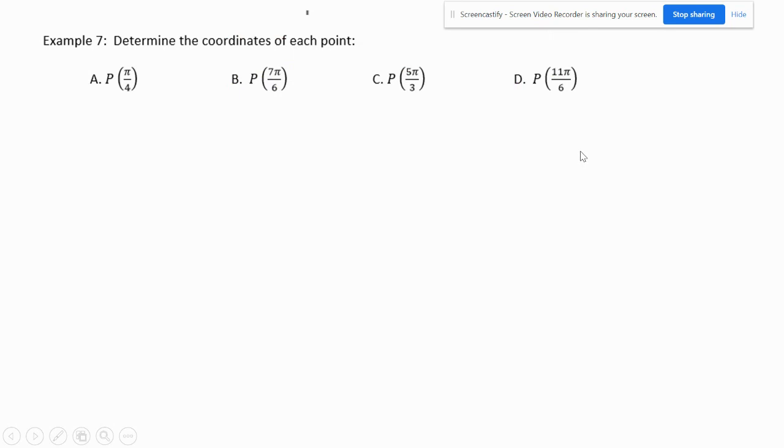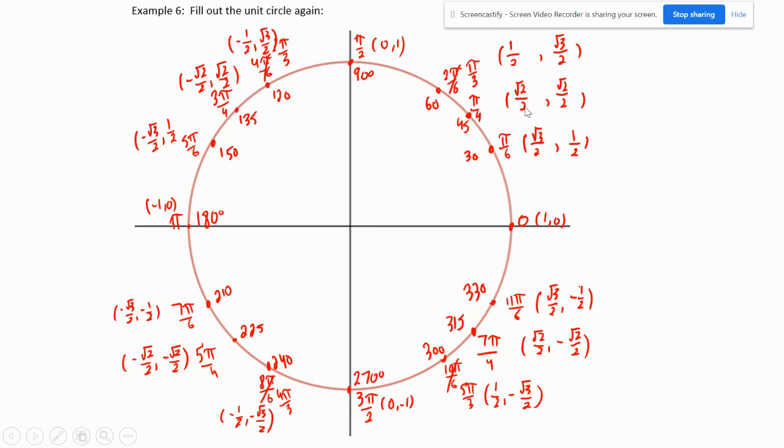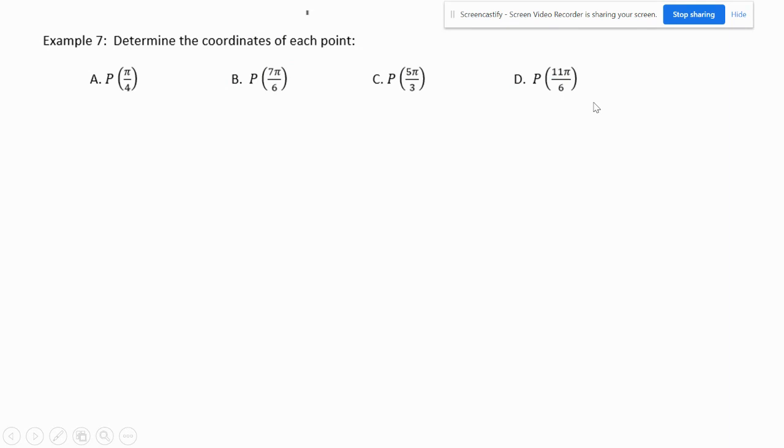Okay, so example 7 is to determine the coordinates of each point. If you remember, at pi over 4, let's go back to the previous screen, that was this value here. Our point was root 2 over 2, root 2 over 2. All we're doing is looking up these points on our unit circle like this. 7 pi over 6. I know these values, but you would look this up on your unit circle.